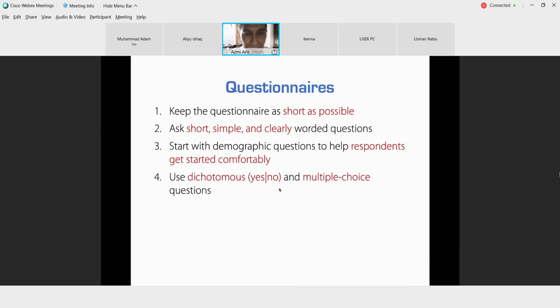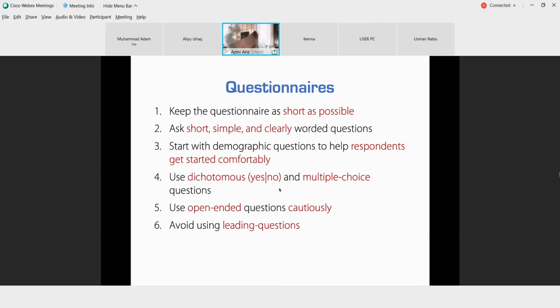Okay, you can use yes or no, and you can also use multiple choice questions. But if you want to make the participant answer freely, make sure that it is not too open. Because if it is too open, then you may not be able to achieve your objective. Okay, they may answer anything that they feel, and it will not focus on your objective.